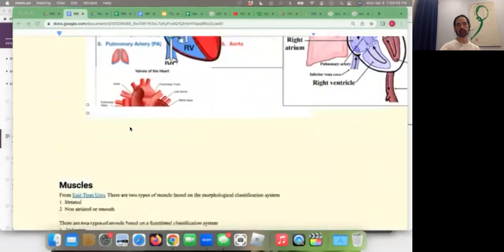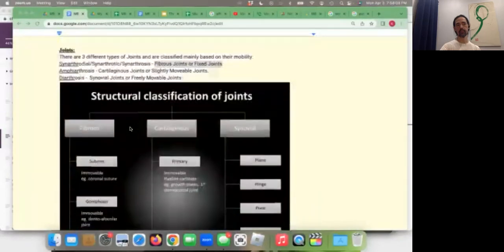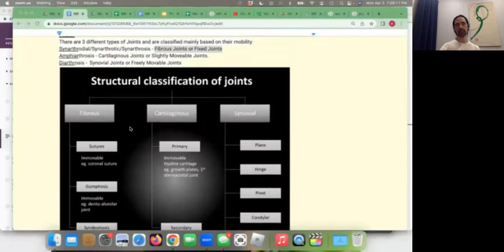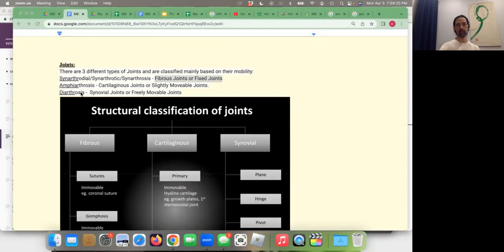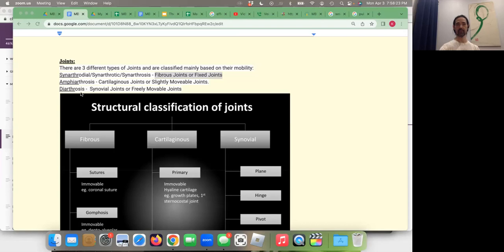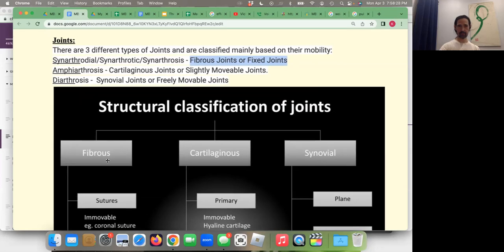So now we're going to go down to this chart here, right? We covered synarthrodial, amphiarthrodial, and now we're going to cover diarthrodial. Remember that synarthrodial has almost no movement. Those are fibrous or fixed joints. Amphiarthroses are slightly movable joints. Those are cartilaginous joints. Now the diarthroses, we just moved all the diarthroses. All this movement we were doing was through joints of diarthrotic nature.